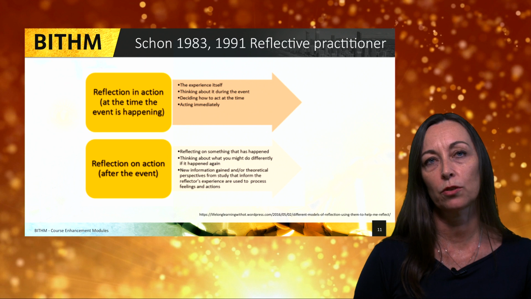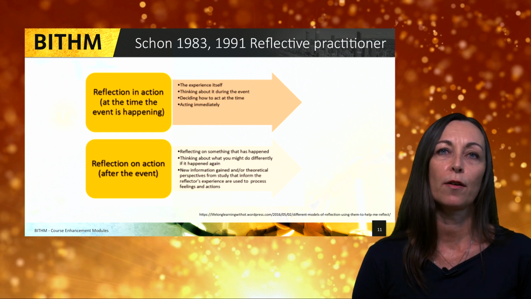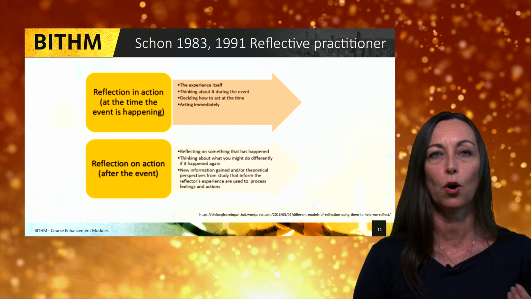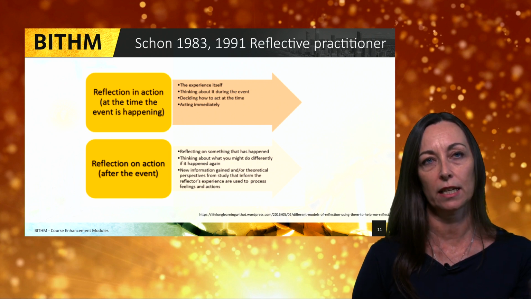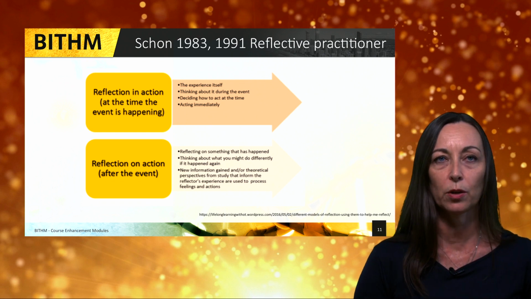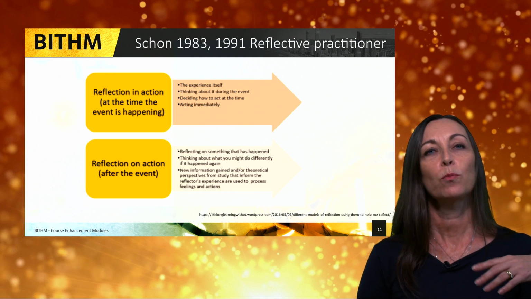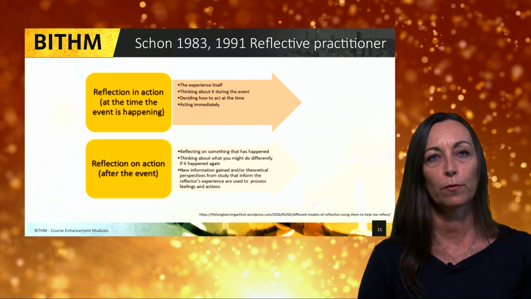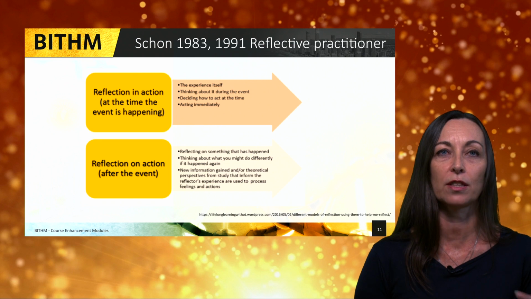Schon in 1983 and also 1991 really embraced the idea of a reflective practitioner, and this is where we're reflecting in action and we're also reflecting on action. So there are two ways of reflecting. Whilst we're actually doing a practice, our teaching practice, or whether we're working with our team, we can reflect on what we're doing. And then we can do it afterwards as well. After the actual event has happened, we can reflect on the action that has actually happened. So this is after the event.